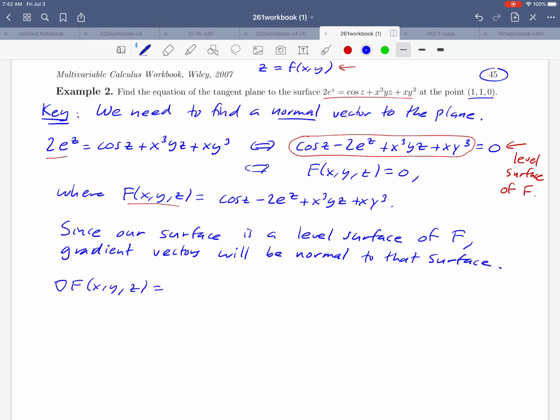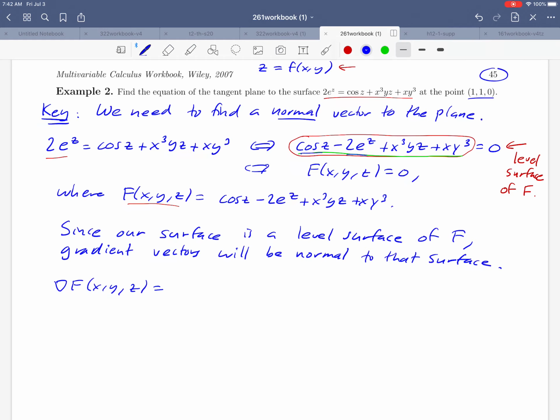Okay, and again, that involves taking a bunch of partial derivatives. And all of this is referring to this function. So we're going to take that function and take its derivatives with respect to x, y, and z. Let's start with x. So the derivative with respect to x.